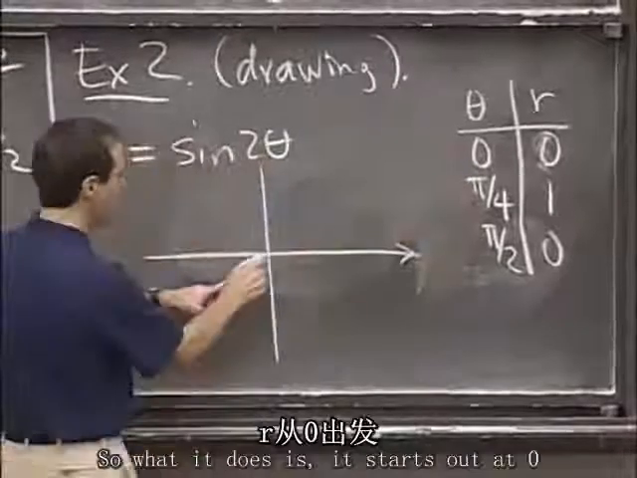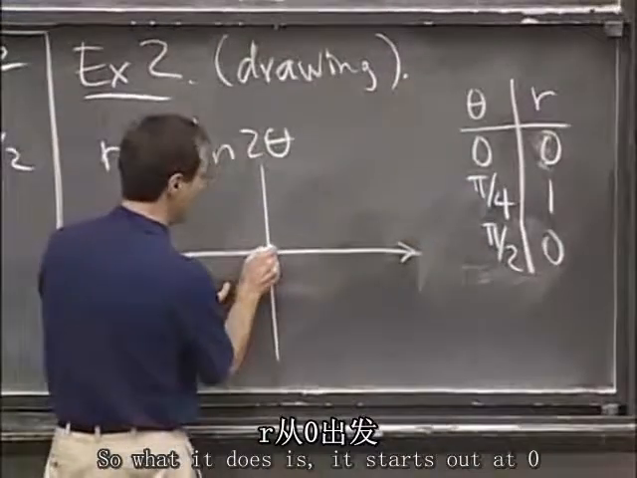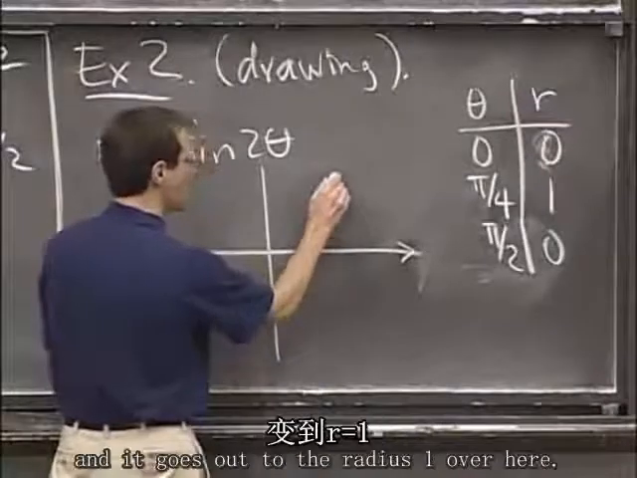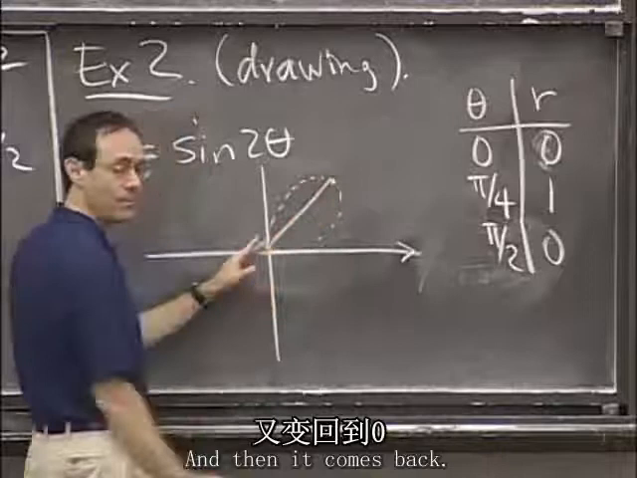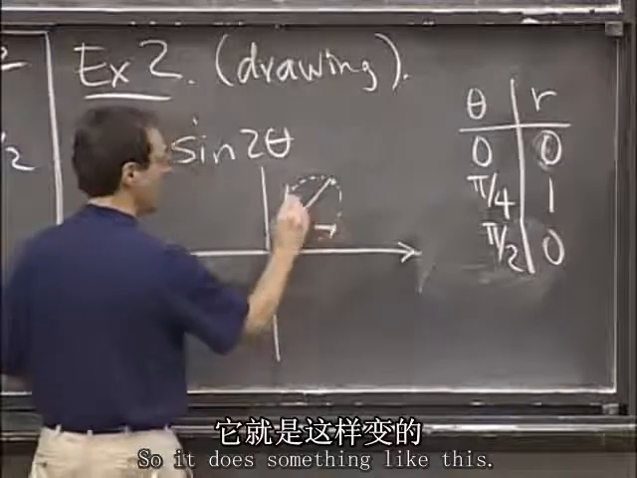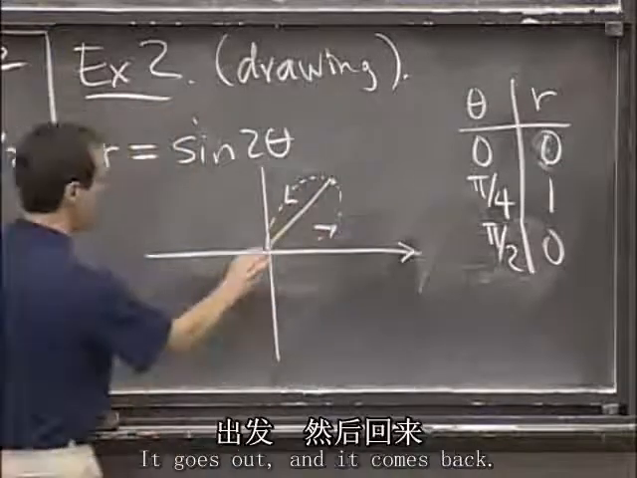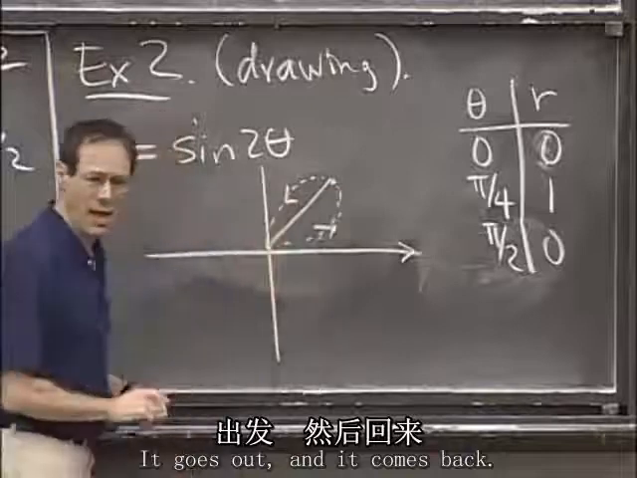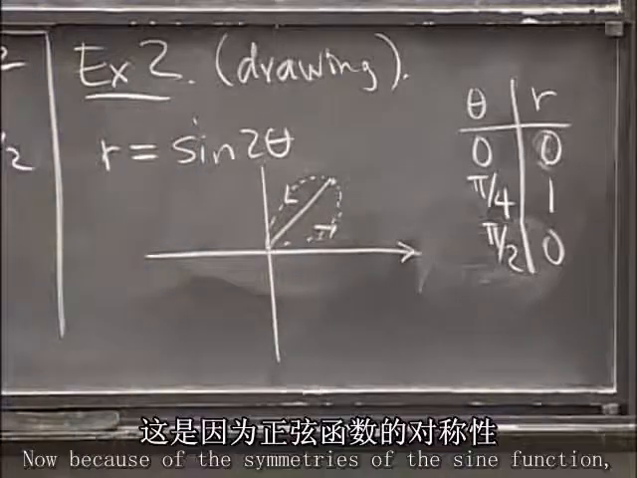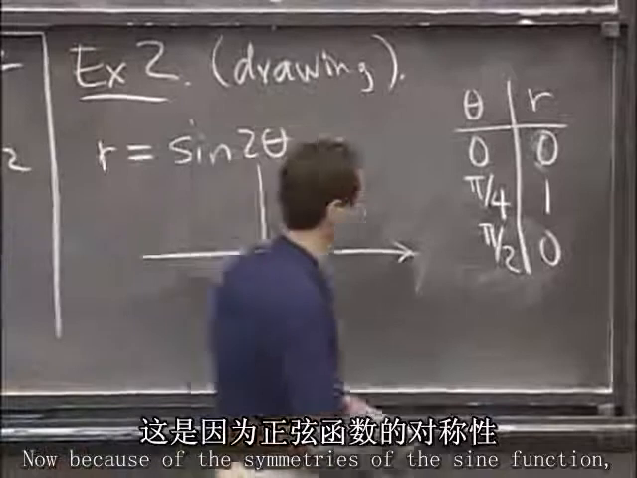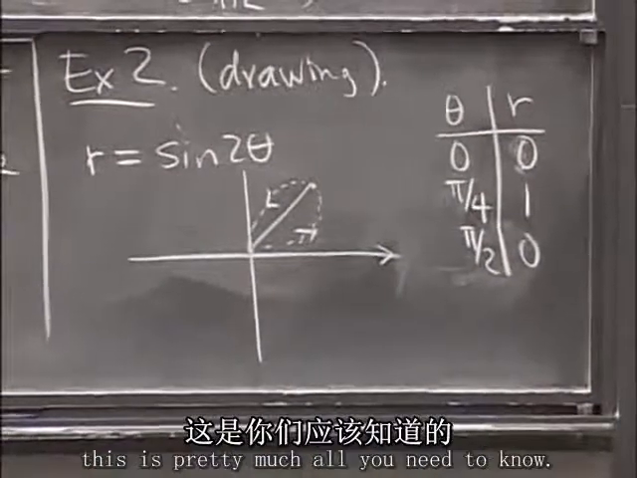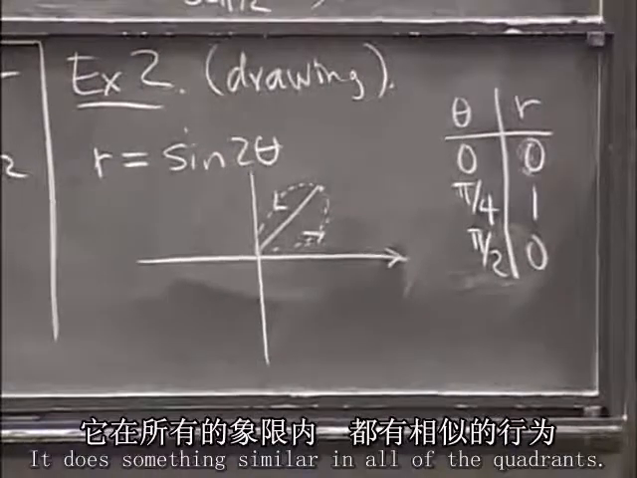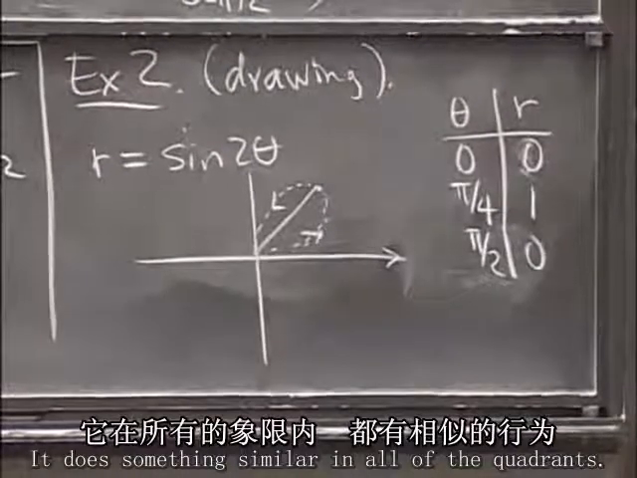So what it does is it starts out at 0, and it goes out to the radius 1 over here, and then it comes back. All right? So it does something like this. It goes out, and it comes back. Now, because of the symmetries of the sine function, this is pretty much all you need to know. It does something similar in all of the quadrants.